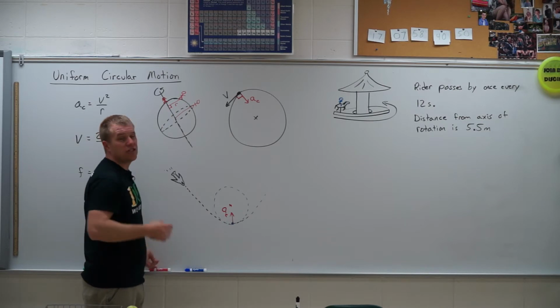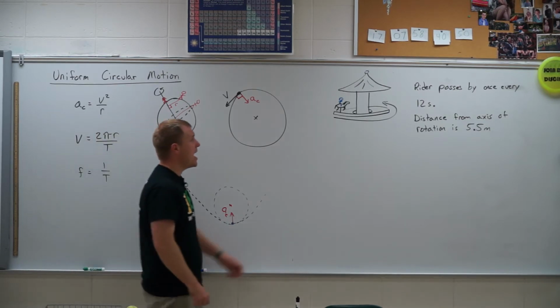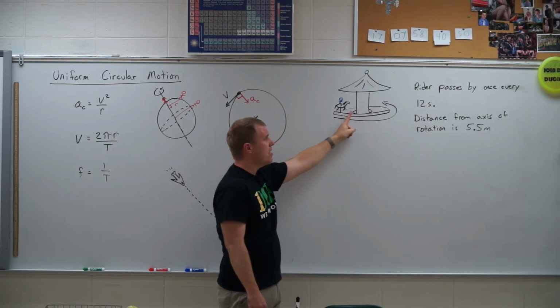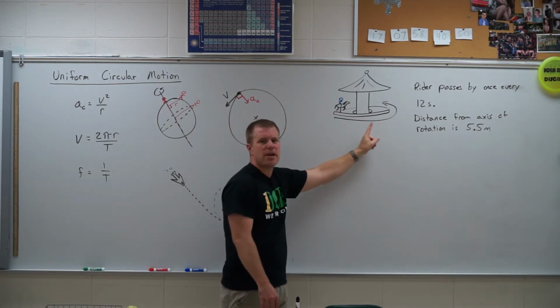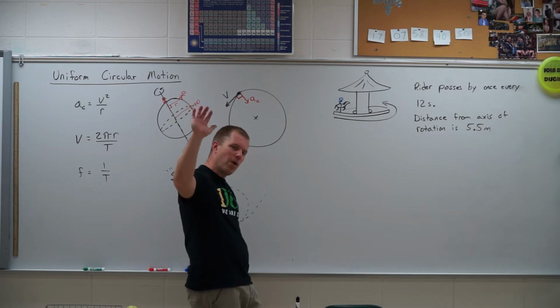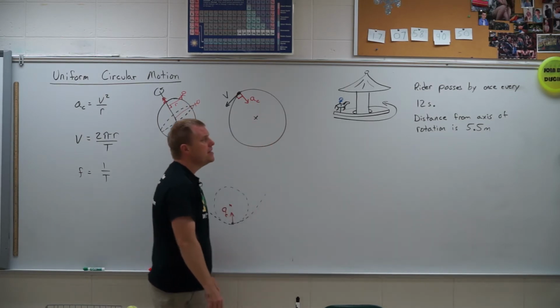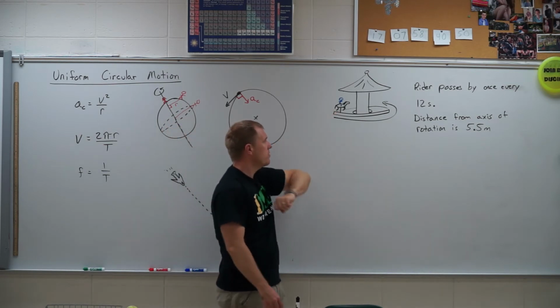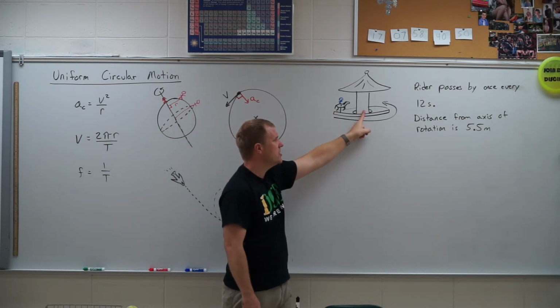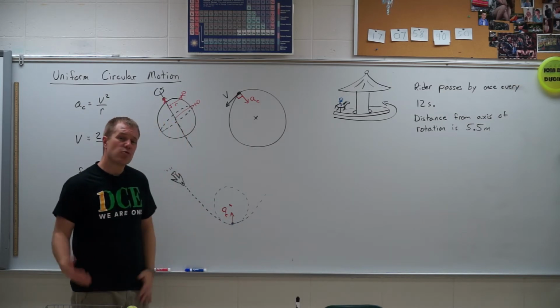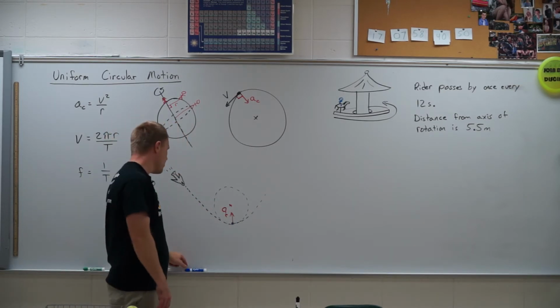All right, so let's try a problem here. I have a carousel, I have a person that's riding on it, and once every 12 seconds they make a loop. So if I'm standing on the side waving to them, taking the picture, every 12 seconds they will come by me. The distance from that horse they're riding on to the axis of rotation is 5.5 meters. And so I might say, well, what is the centripetal acceleration of that rider?